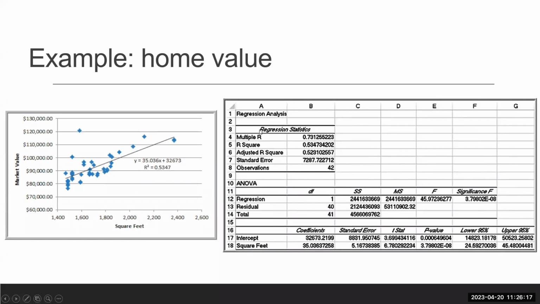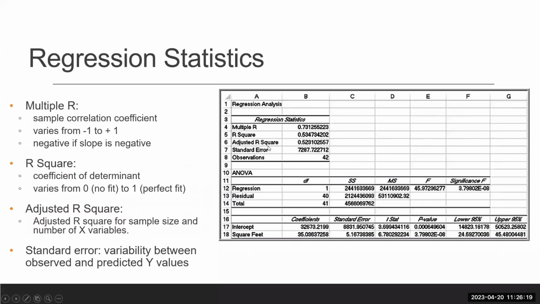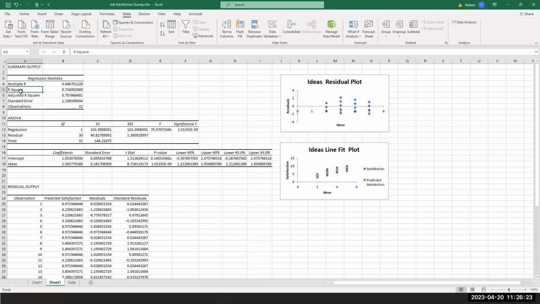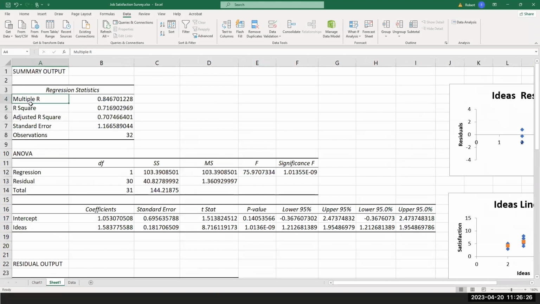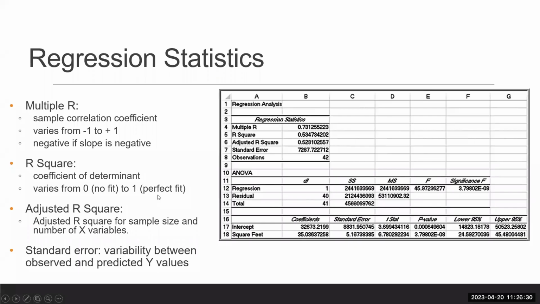And then we've got all this output. Let's go through this output and talk about how to interpret each of the things that we see in the output. I'll zoom in a bit. We've got multiple R, R squared, adjusted R squared, all this stuff. It's very confusing. Let's demystify it.